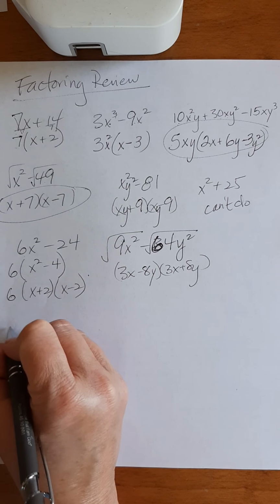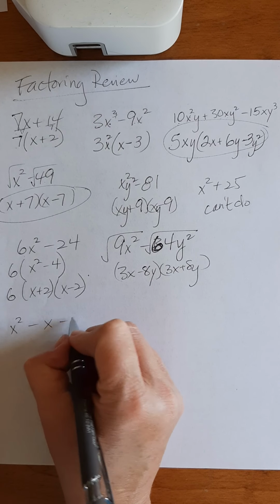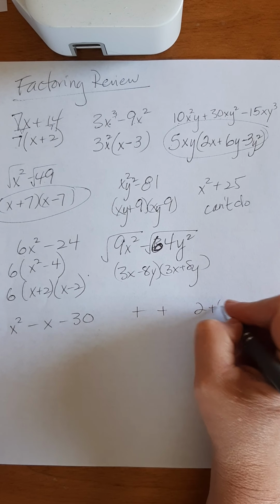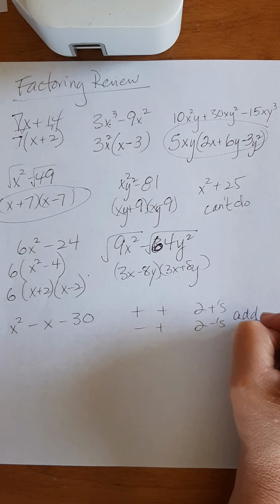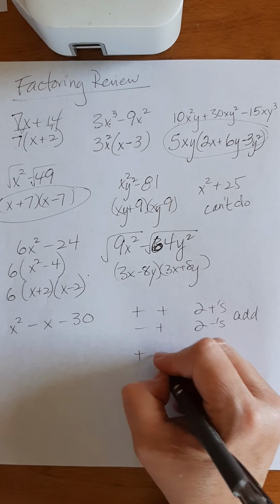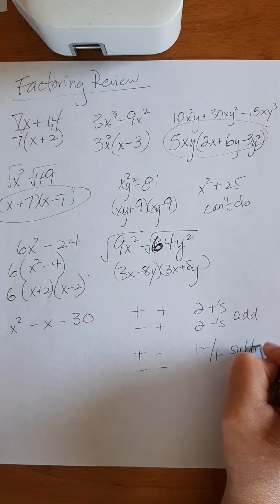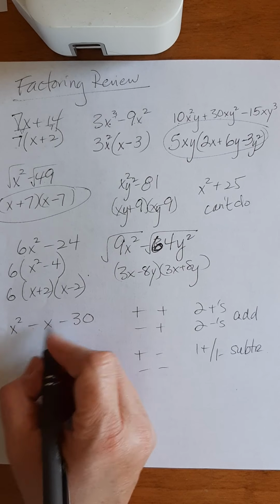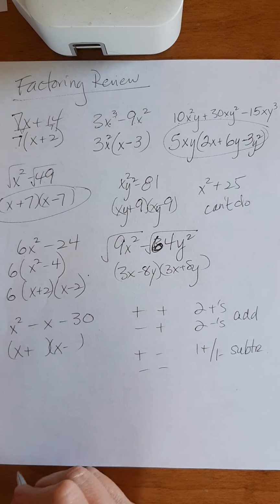Now, trinomials. Remember, you've got your signs: two pluses, or minus plus, or two minuses. With two pluses, you're always trying to add to get the middle number. Plus minus, minus minus is one each, and you're always trying to subtract to get the middle number. So like this one, minus minus, so that means one plus, one minus.